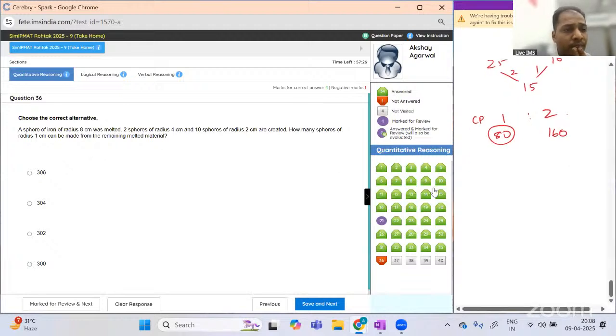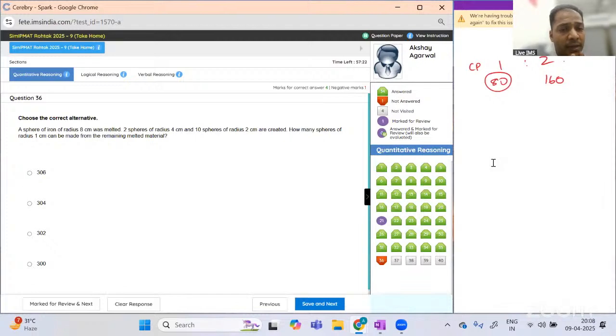Sphere of iron of radius 3 centimeters and 2 spheres of radius 4 centimeter and 10 spheres of radius 2 centimeter. How many spheres of radius are from the remaining? Okay. Volume is proportional to radius ka cube. 2 into 4 cube, 8 into 8 cube 64. 4 cube is 16. 2 into 16, 32 is gone.